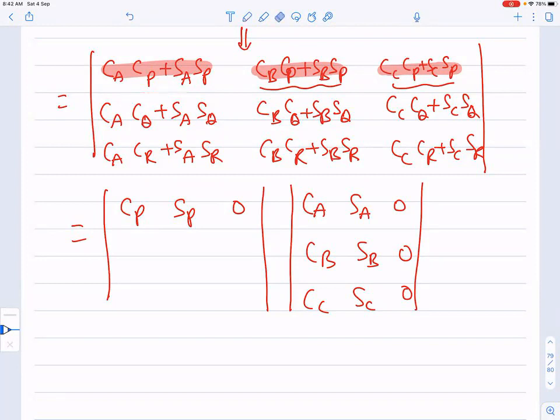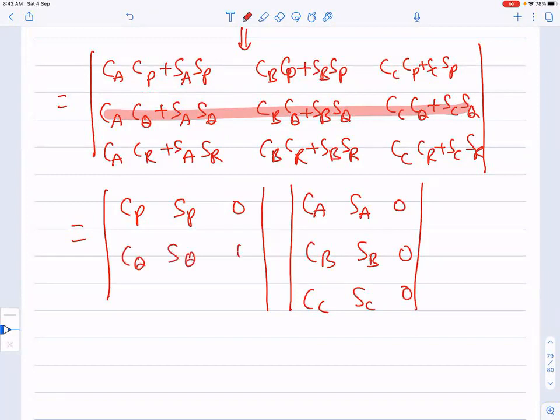What elements are common for second row? Second row पूरा observe करो. What elements are common? Cos q sin q. So cos q sin q 0. Of course, third row के लिए cos r sin r 0. We successfully split into two determinants. And दोनों determinants का value 0 है.